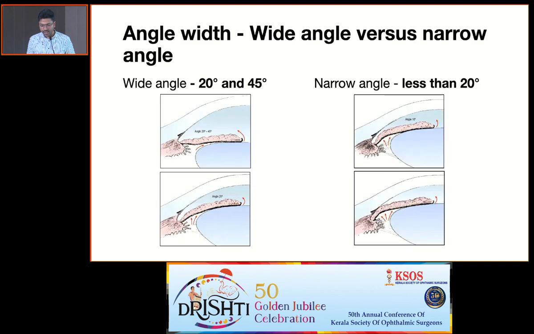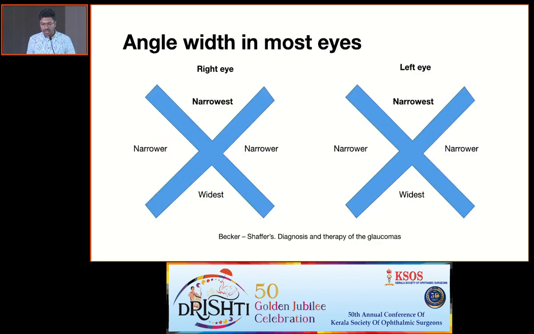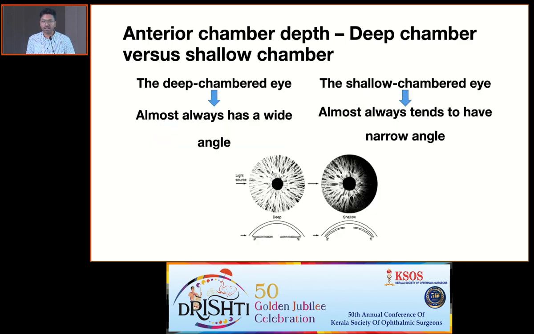So in summary, there is always a correlation to look at the AC depth and anterior chamber angle width, which can be done with the van Herick grading and again with our gonioscopy grading. We all need to understand what is happening inside the eye, and then we have to demonstrate. The deep chamber, most of the time, will have a wide angle, and the shallow chamber will have a narrow angle.